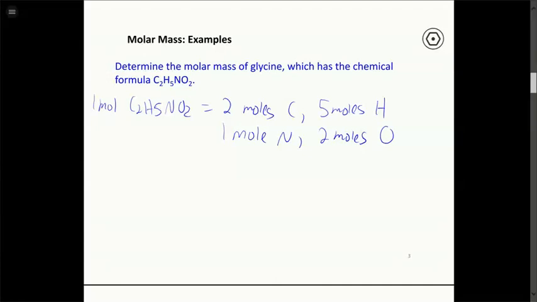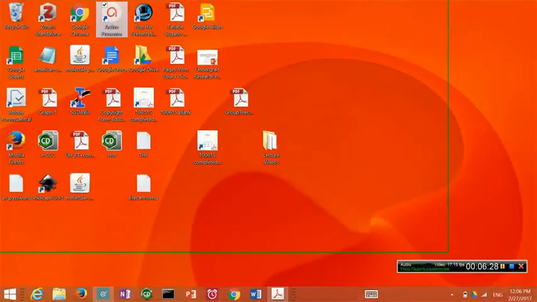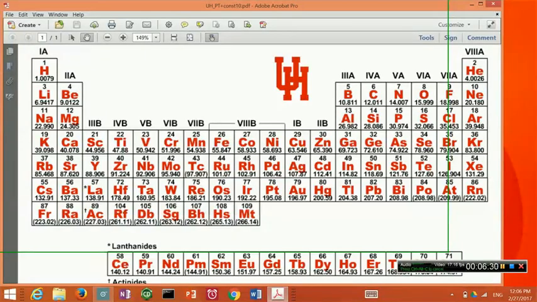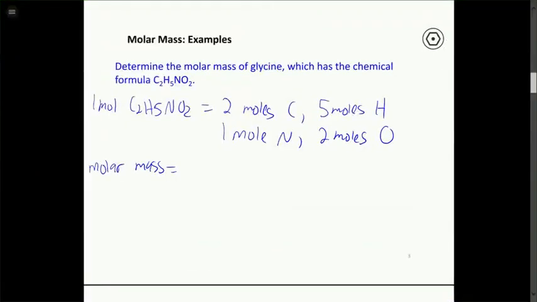So if we're going to start summing them up to get the molar mass, we have the atomic mass of carbon, but we have to then multiply it by 2 because there are 2 moles of carbon. So if we go to the periodic table, we can find the atomic mass of carbon. Remember, that's the number that's below the symbol. So the atomic mass of carbon is 12.01, but there are 2 moles of carbon in that compound, so we have to count for it twice. So we take 2 times 12.01. That's the contribution from carbon.